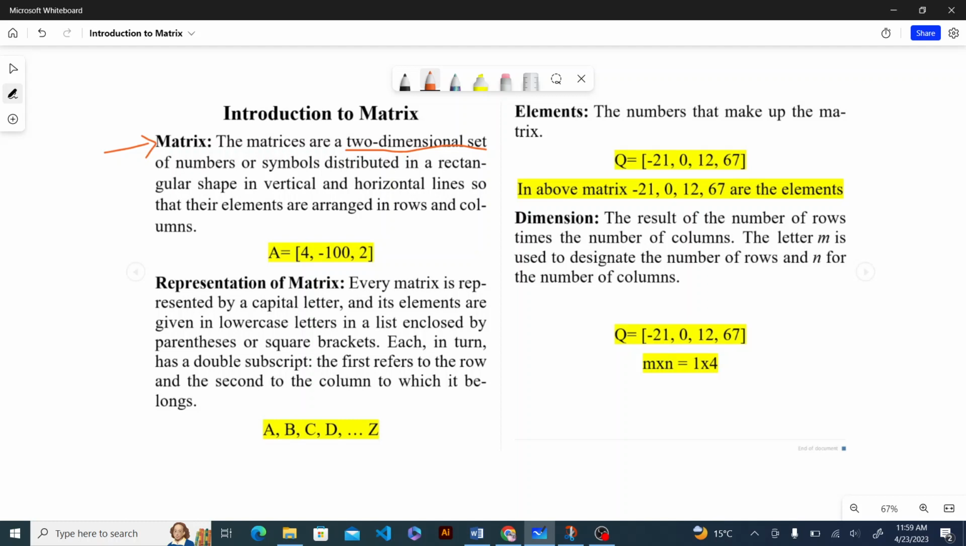So this is a really easy definition of a matrix. They have told us that a matrix is a two-dimensional arrangement of numbers or symbols distributed in such a way that it makes a rectangle.